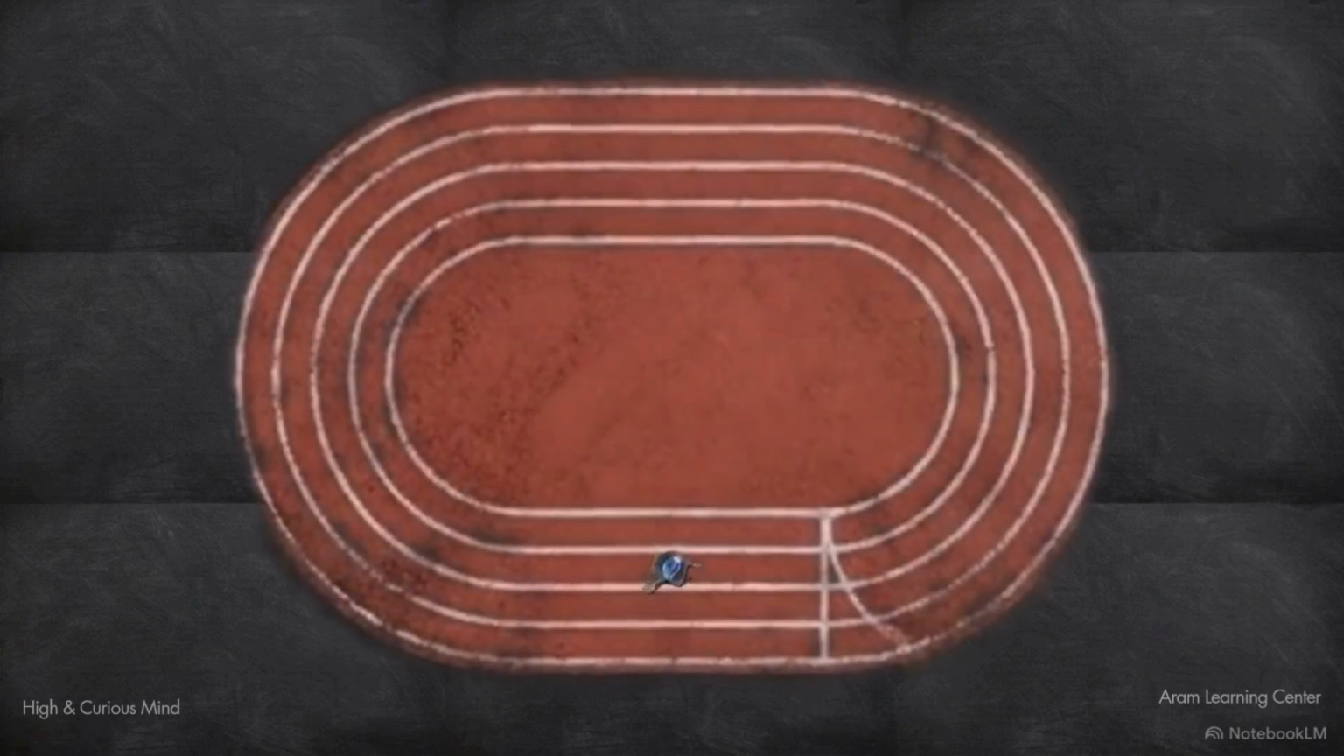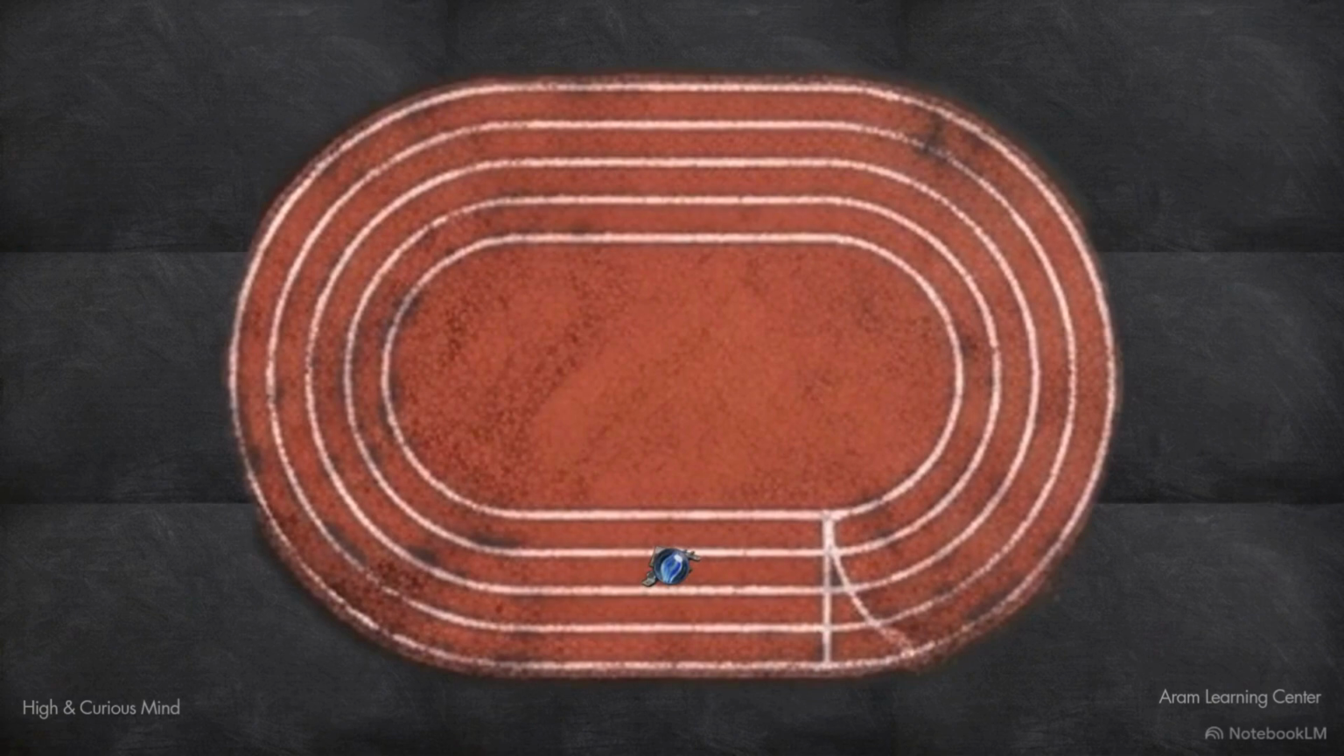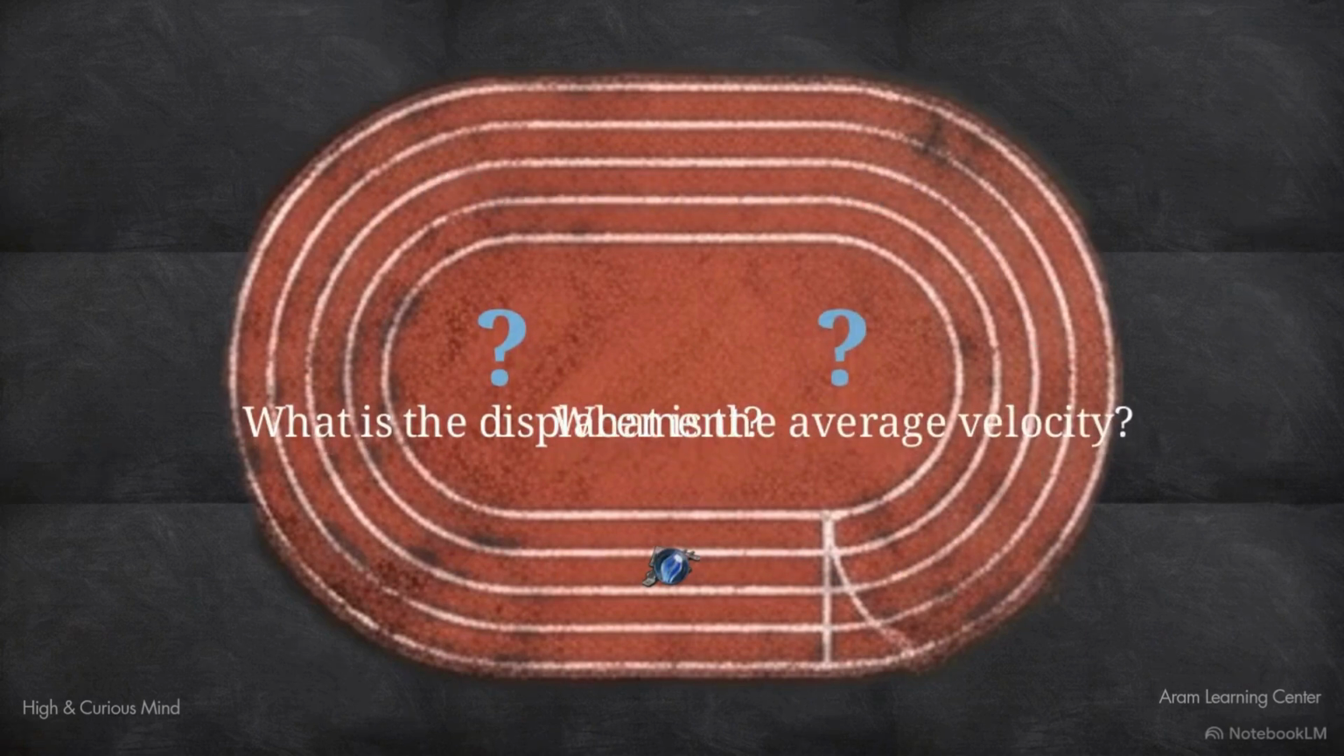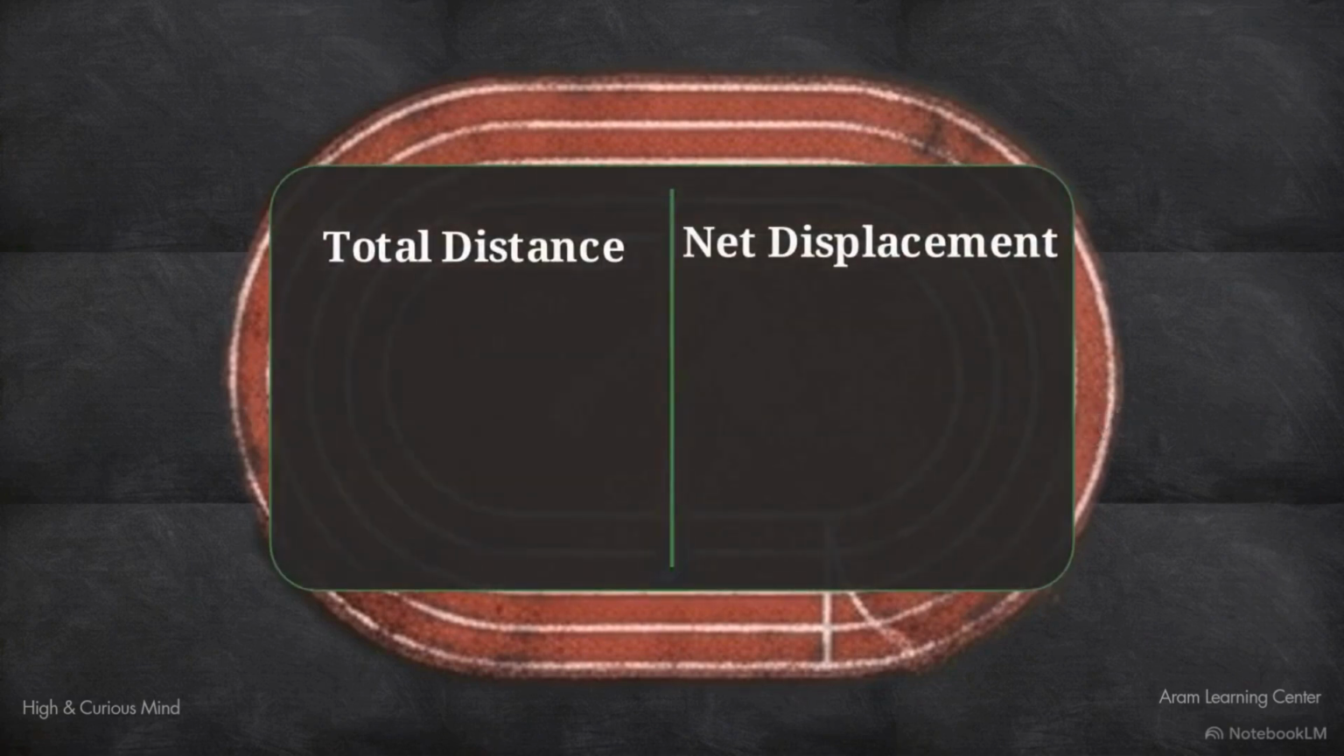Let's test this with a quick active recall scenario. Imagine an athlete running exactly one full lap around a circular track. What is their total displacement? And based on that, what is their average velocity? Exams love to use full lap scenarios to verify that you understand the strict mathematical difference between the total distance traveled and the net displacement.